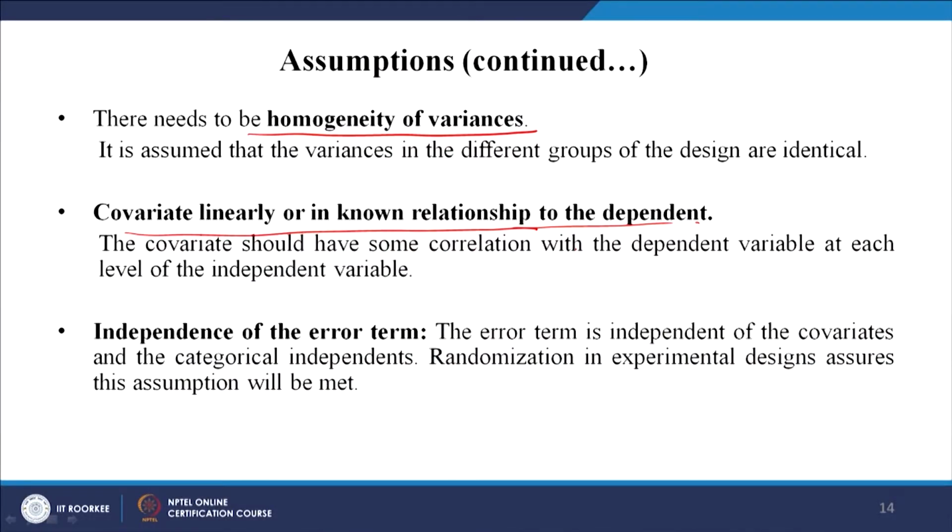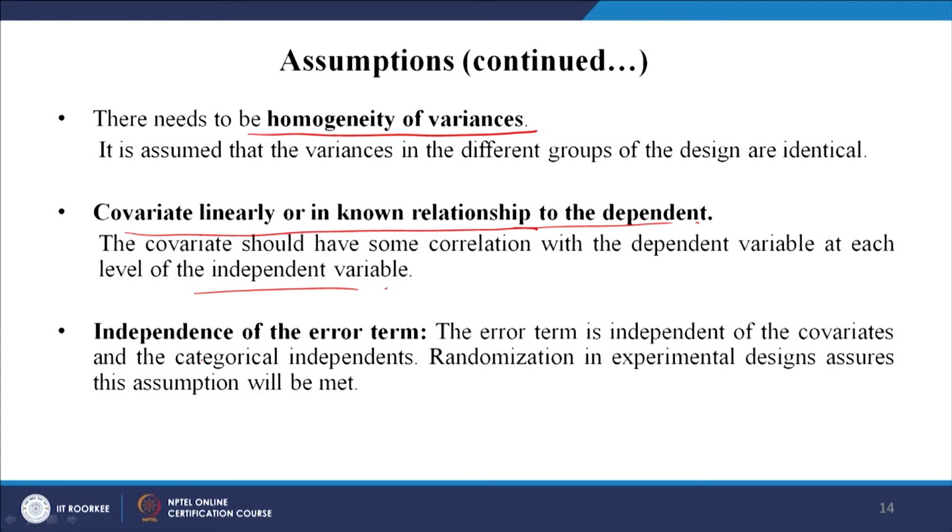Another important thing is that the covariate is linearly related, or in a known relationship, to the dependent variable. Here the covariate should have some correlation with the dependent variable at each level of the independent variable. So it says there has to be some correlation at least between the dependent variable and the covariate.